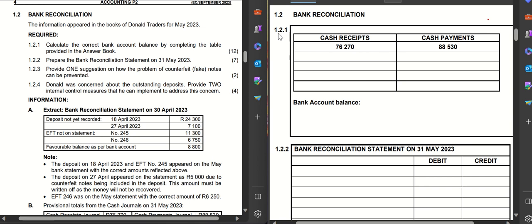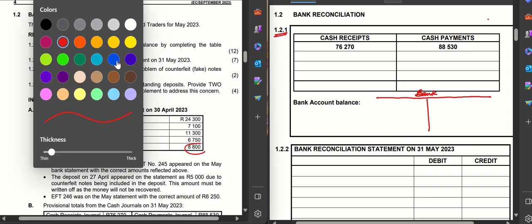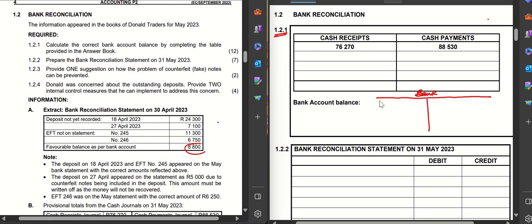So the examiner is talking about this one here. But for us to understand the bank account balance a bit better, I'm just going to open a bank account here, because this is what we have been doing in grade 10 and grade 11 as well. Then I'm going to take my favorable balance. Once they say favorable balance, I'm going to bring it to my debit side, brought down 8,800.